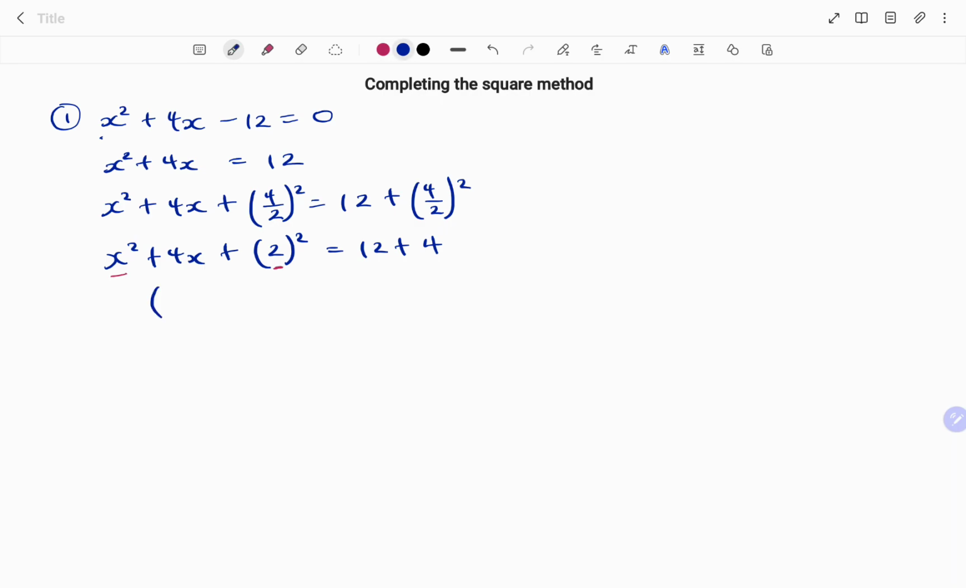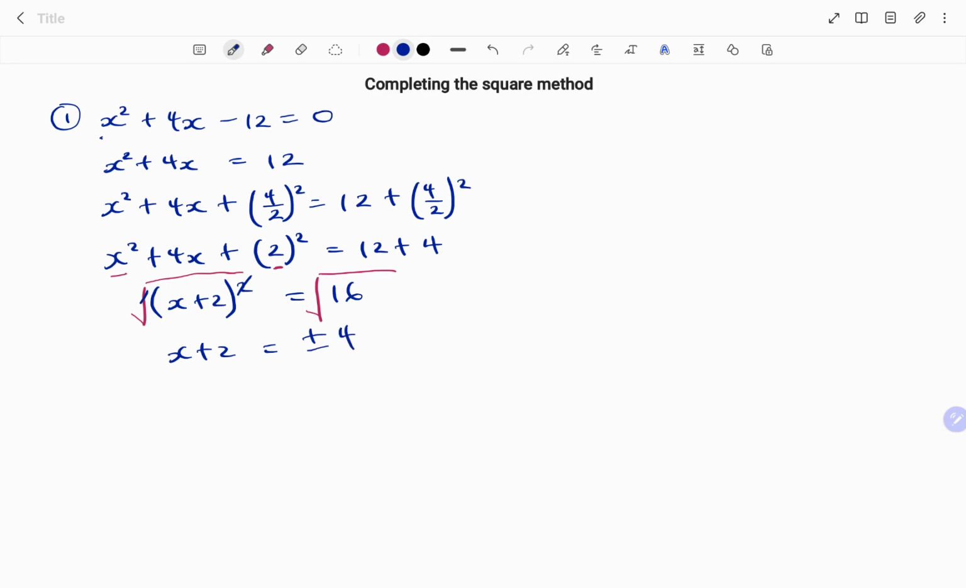Then, completing the square, I'm going to pick my x and my 2 here, which is positive 2. I have x plus 2 all squared equals 16. To find x, I need to get rid of my square, and I do that by finding the square root of both sides. The square root cancels the 2 here. I'm left with x plus 2 equals plus or minus square root of 16, that's 4.